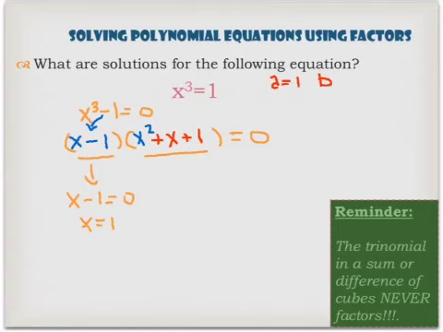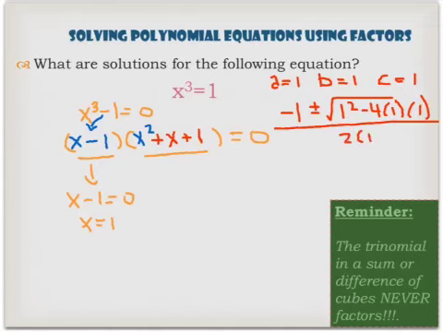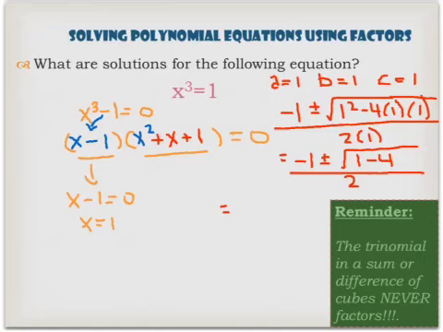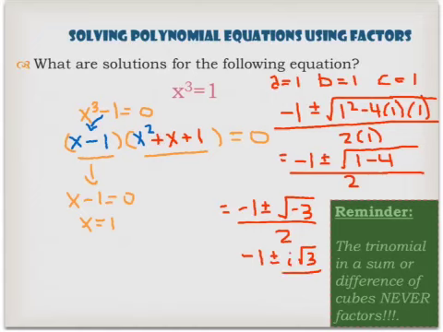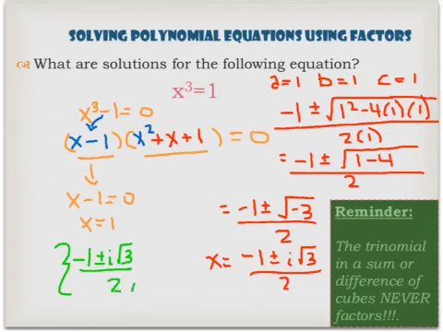a is 1, b is 1, c is 1. So that's going to have negative 1 plus or minus the square root, b squared minus 4 times a times c, everything over 2a. Simplifying, we get negative 1 plus or minus 1 squared is 1 minus 4 all over 2. Negative 1 plus or minus negative 3 over 2. That negative means there's an i in there, so I'm going to hop the i out, all over 2. So there are my two solutions. So altogether, I have negative 1 plus or minus i radical 3 over 2 and positive 1.